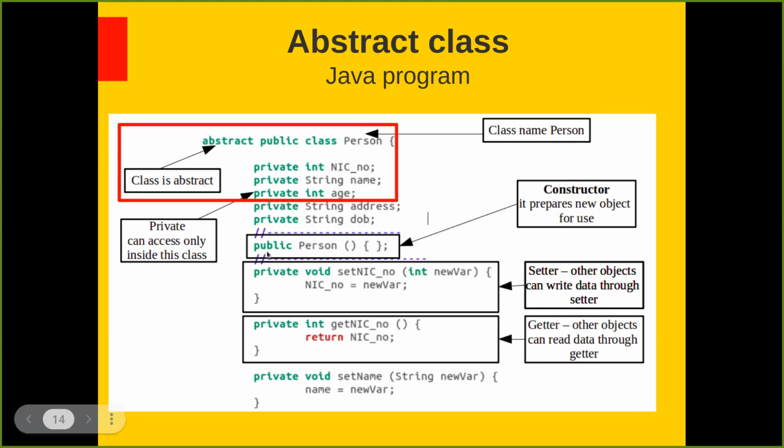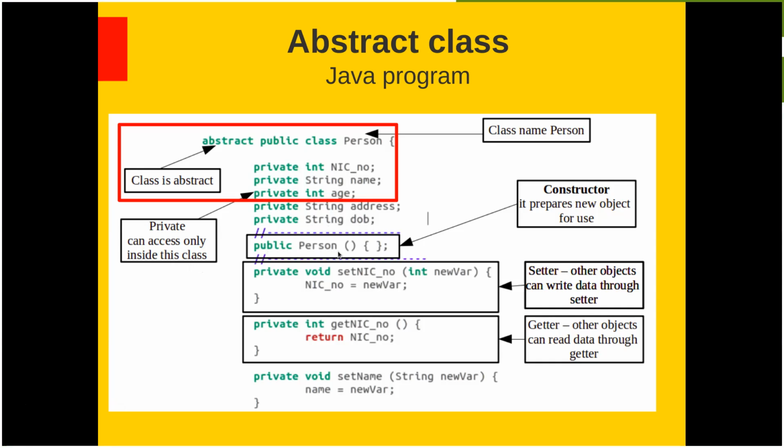It is public. Okay, don't worry, you will not clearly understand this sentence or this command. It prepares a new object for use. Public person within the private class. It creates another new object for use.